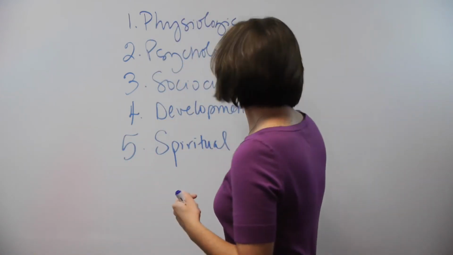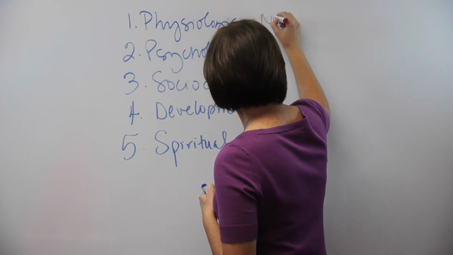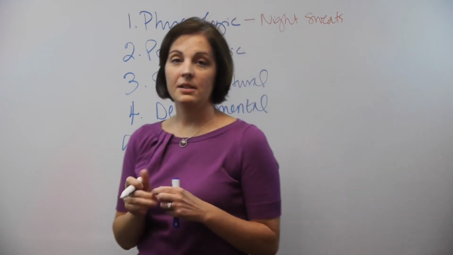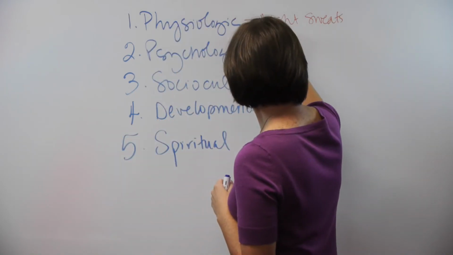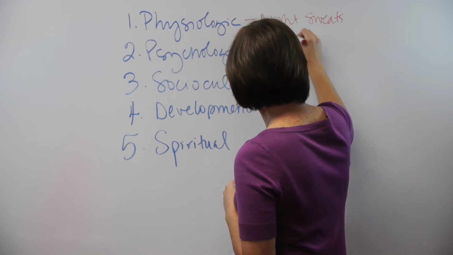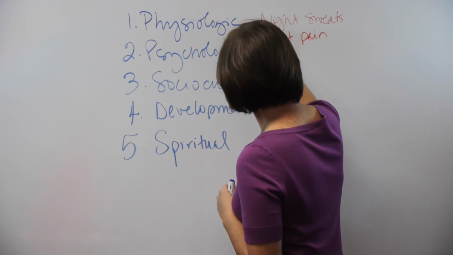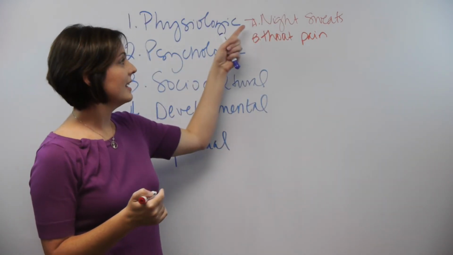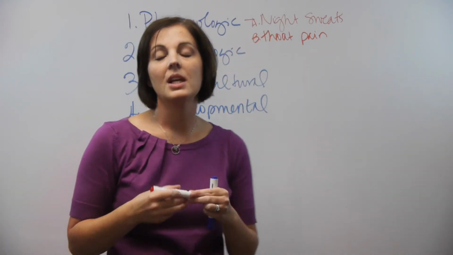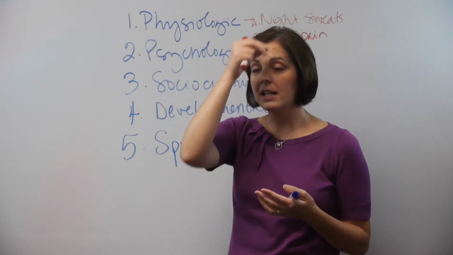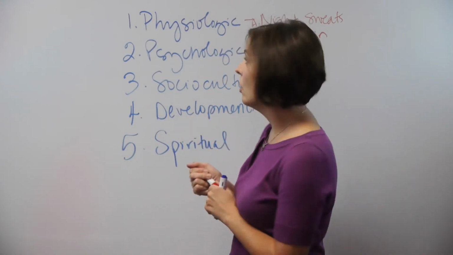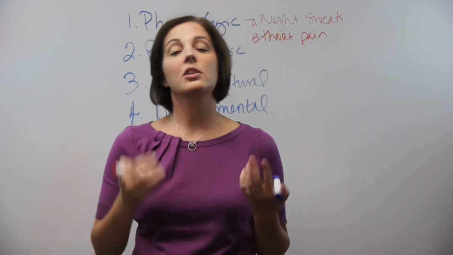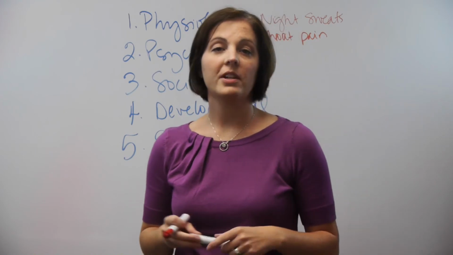Just 2 of them are night sweats and throat pain. So I might label them under the physiologic variable as A and B, night sweats and throat pain. So how did the client respond to those physiologic stressors? So again, the next column would be response to the stressors. Well, her night sweats are causing her sleep deprivation, and her sore throat is preventing her from eating well.